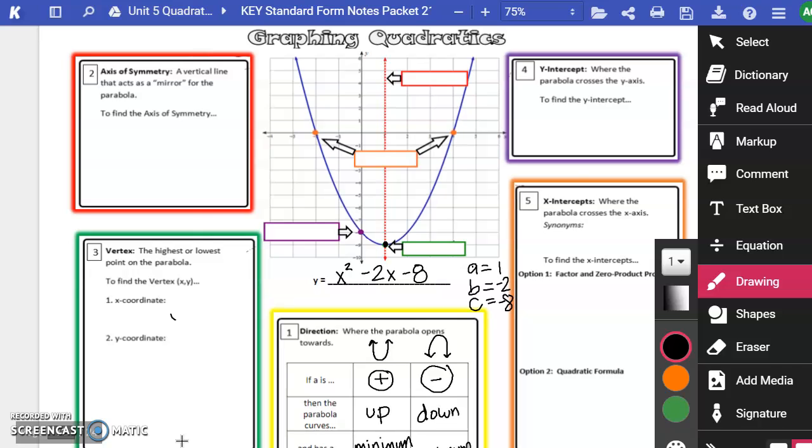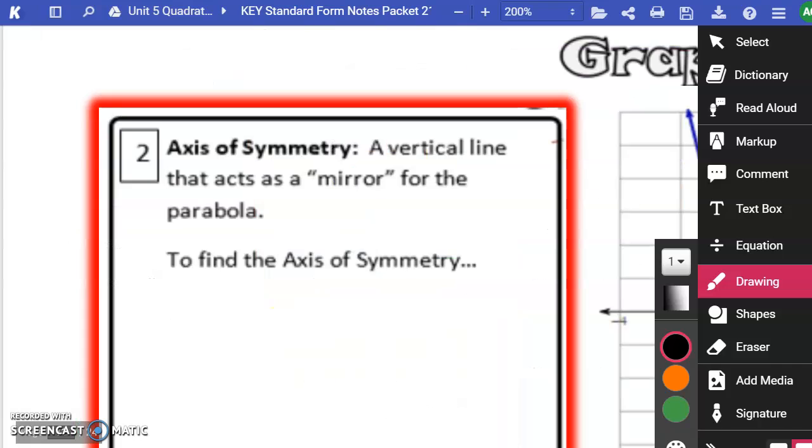Now let's go over to the red box, box number 2, which is about the axis of symmetry. Axis of symmetry definition is a vertical line that acts as a mirror for a parabola. Personal choice, if you want, you can leave this off, but I'm just going to remind myself that the word axis is a fancy word for a line. Symmetry, I like to just think about the word mirror. That's a good word for me when I think about symmetry.